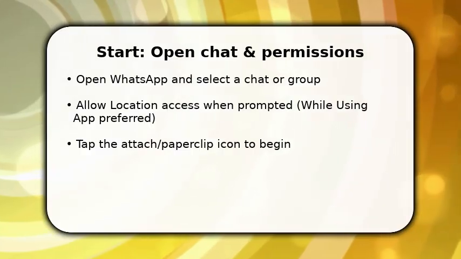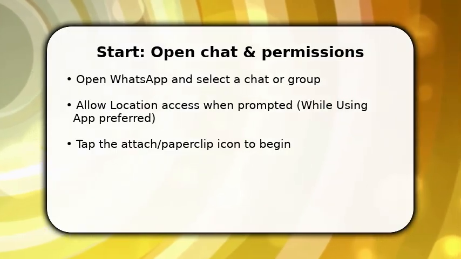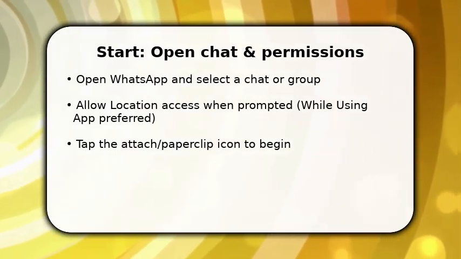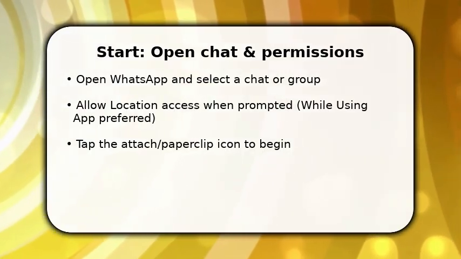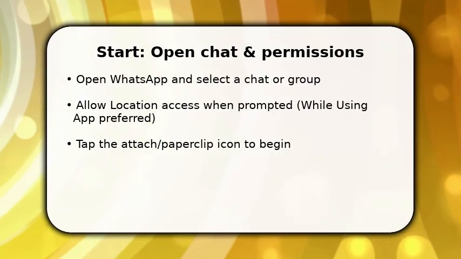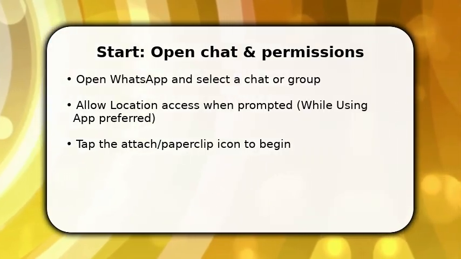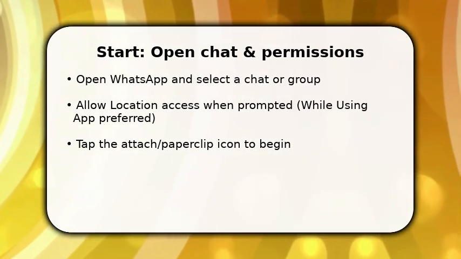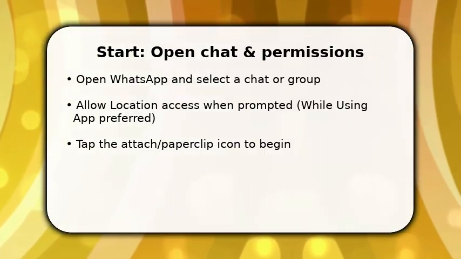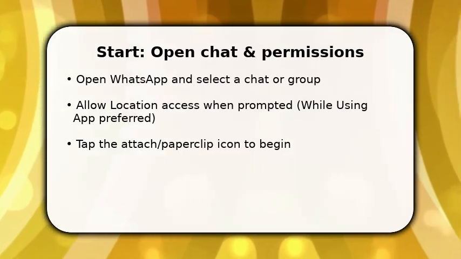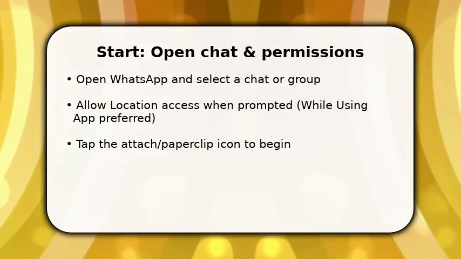You start inside the chat where you want to share your spot. First, tap the paperclip or plus icon in the message bar. This opens attachment choices. Make sure WhatsApp has location permission, choose "while using the app" so sharing works in real time. Once that permission is granted, tap location from the menu. This moves you immediately into the map view and prepares the app to find your current GPS position.